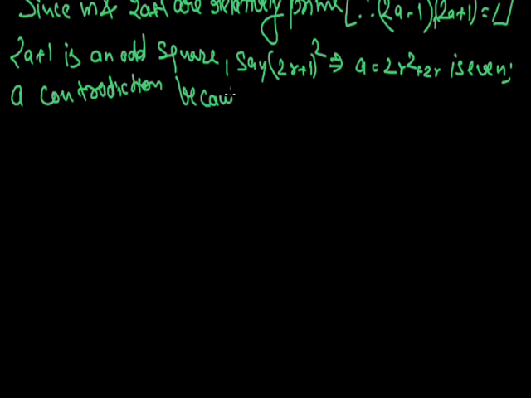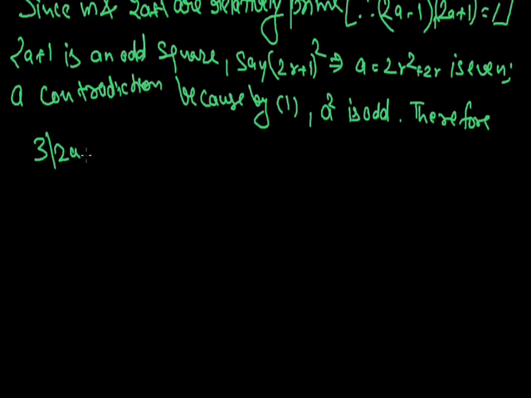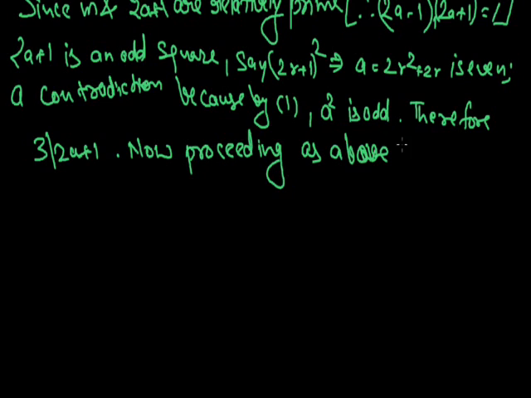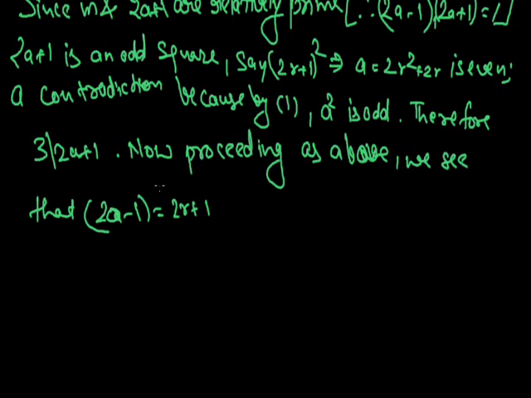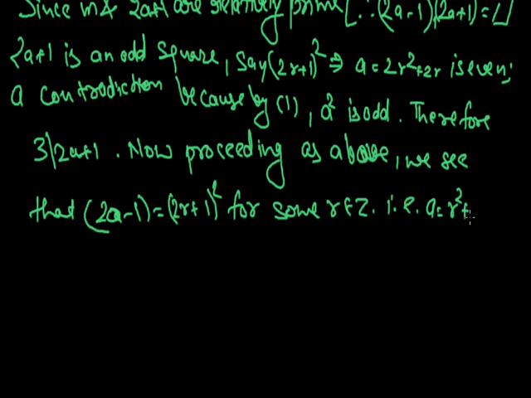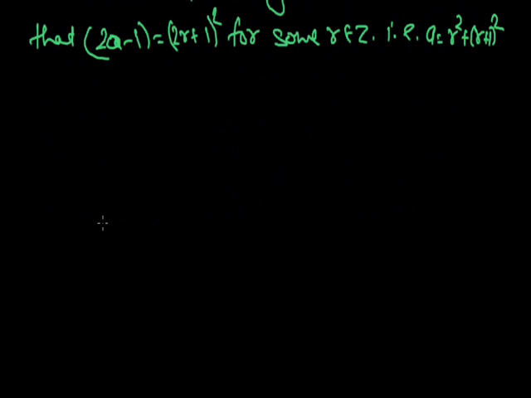because by equation 1, a² was odd. That means 3 does not divide 2a-1, but therefore 3 divides 2a+1. Now proceeding as above, we see that 2a-1 is equal to (2r+1)² for some r belonging to the integers, that is, a is equal to r²+r+1. Let us move to the next question.